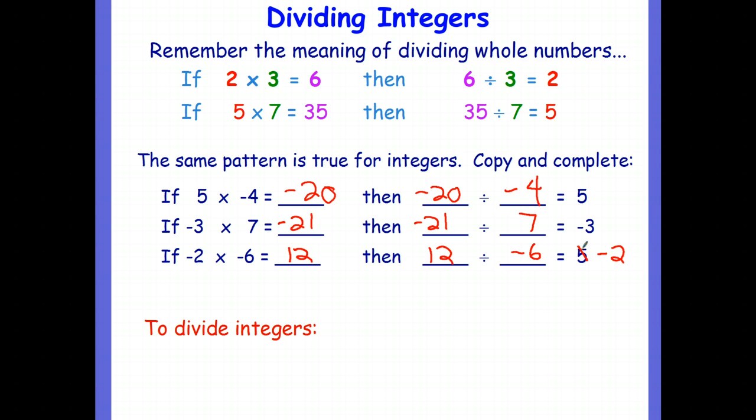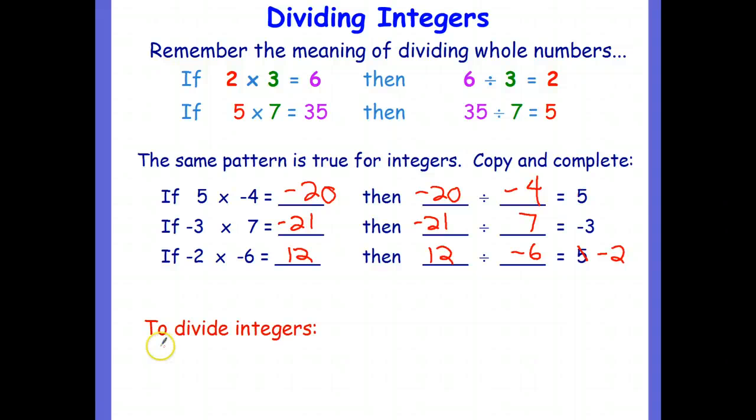Now let's have a look at these 3 and see what they show us. Well, we know that a positive divided by a negative is a negative. A negative divided by a negative is a positive. A negative divided by a positive is a negative. So in fact, the rules are exactly the same as for multiplying. If the signs are the same, the answer is positive. If the signs are different, the answer is negative.